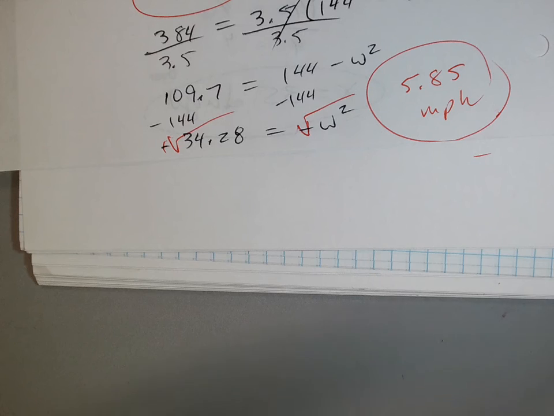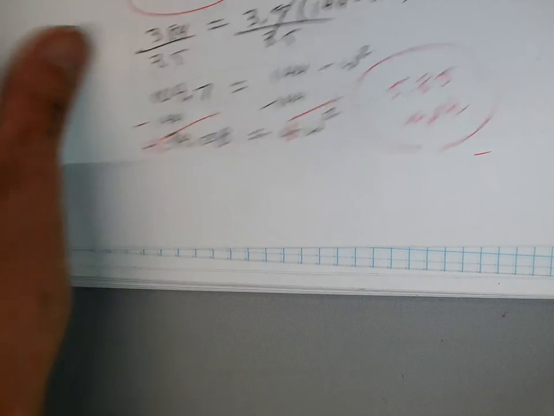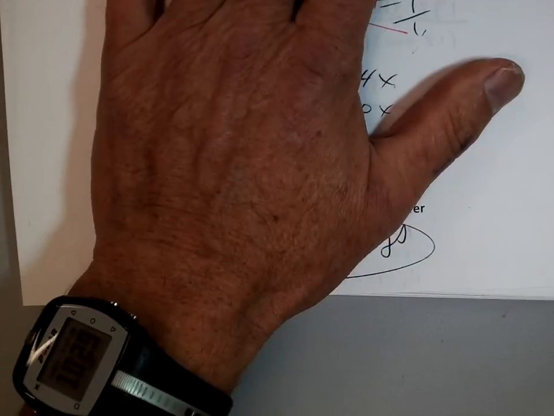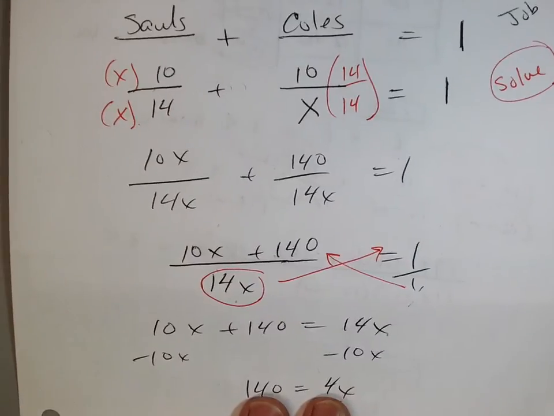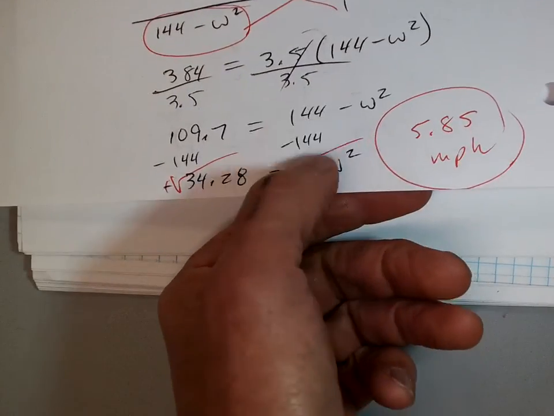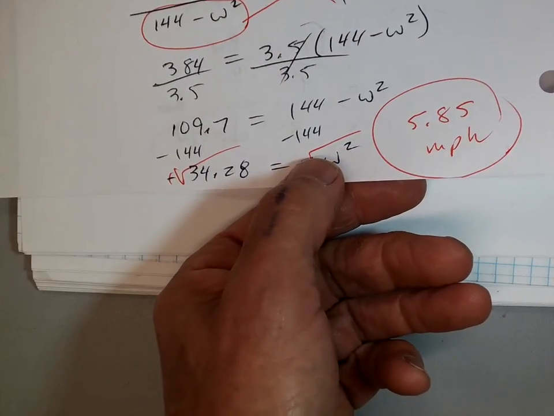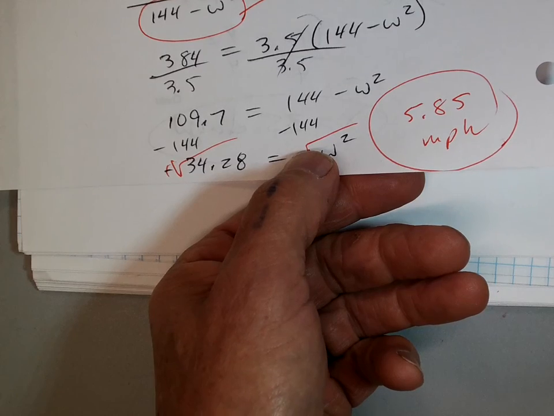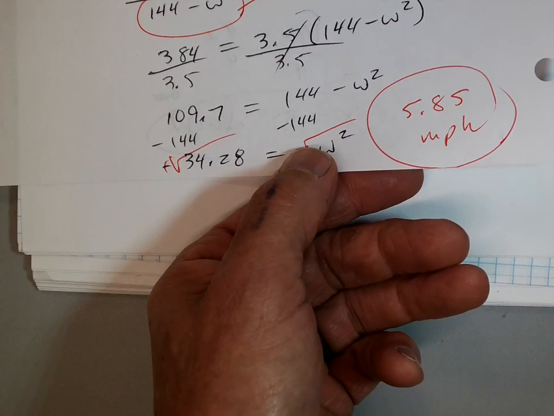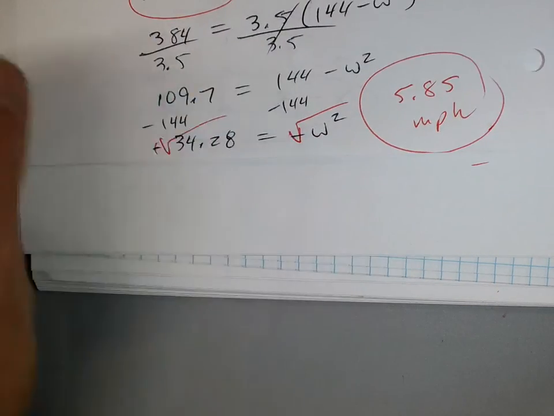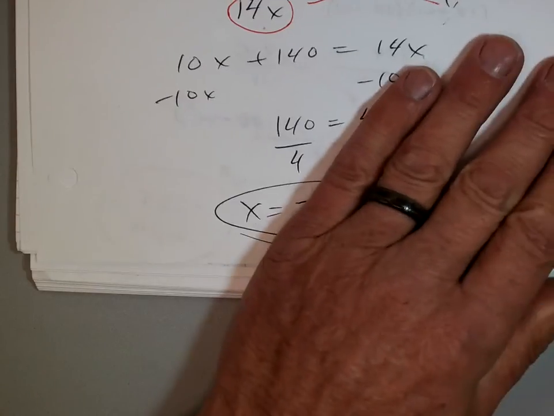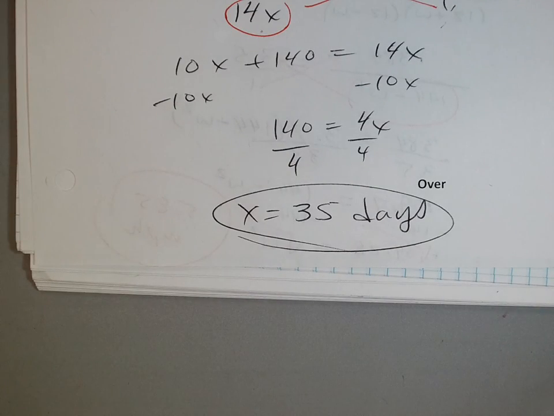All right, that's it. Now, here's the good news, bad news, okay? A problem like this is on your test. A problem like Saul and Cole working together. This is like the extra credit. That's a good extra credit, isn't it? It's going to be just like it, different numbers, different scenario, okay? Isn't that nice to know, just that kind of problem?